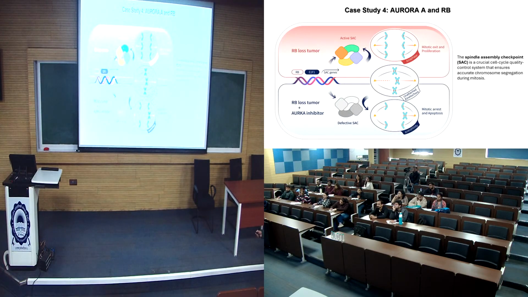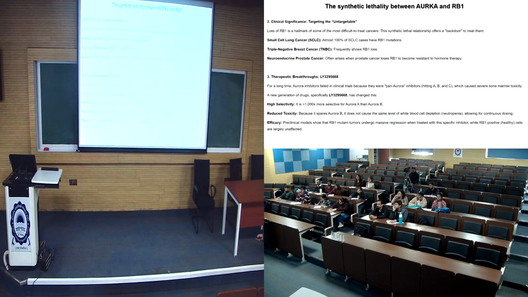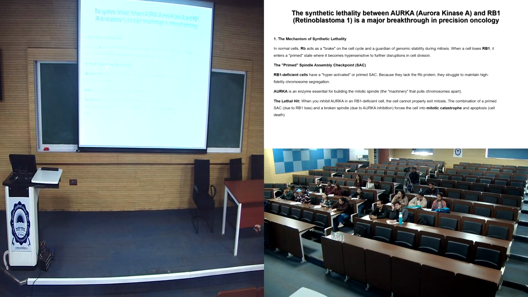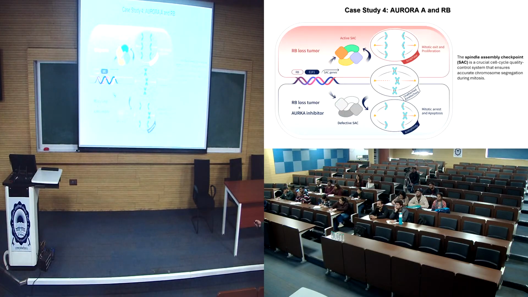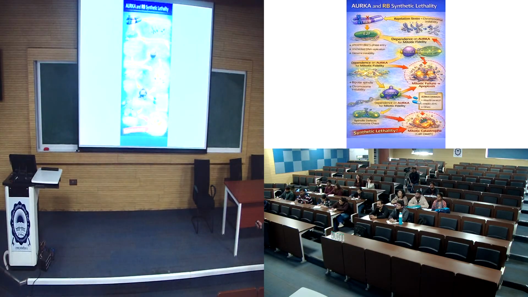So this is just showing you the SAC, remember? SAC is spindle assembly checkpoint. If you have RB loss, this is defective, and now it really depends on aurora A. If you inhibit aurora A, the whole thing falls apart. So that is what is shown here, aurora and retinoblastoma synthetic lethality. Everything I told you. All right, so the first lecture ends here.